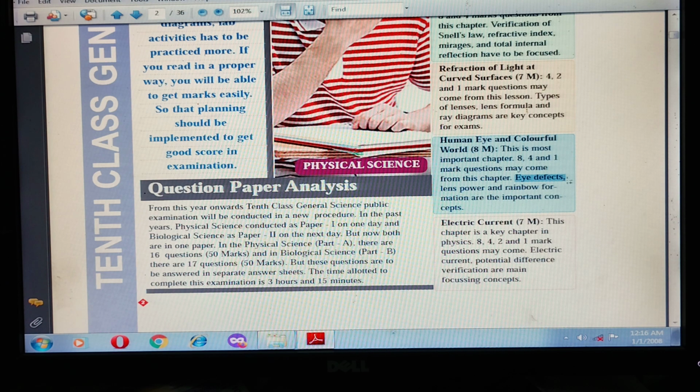When focal length is given in meters or centimeters, we use these 2 formulas, and you have to focus on the corresponding examples based on power of lens and its unit also. It is denoted with the diopter, D. And the rainbow formation question is also very, very important in the human eye and colorful world lesson. So the students who are feeling difficulty, if we focus only on these concepts, they can score very good marks.